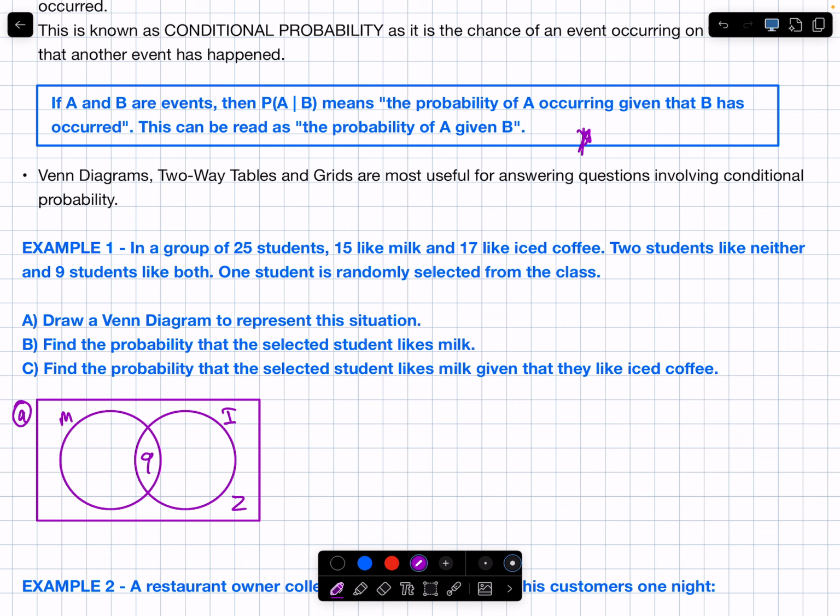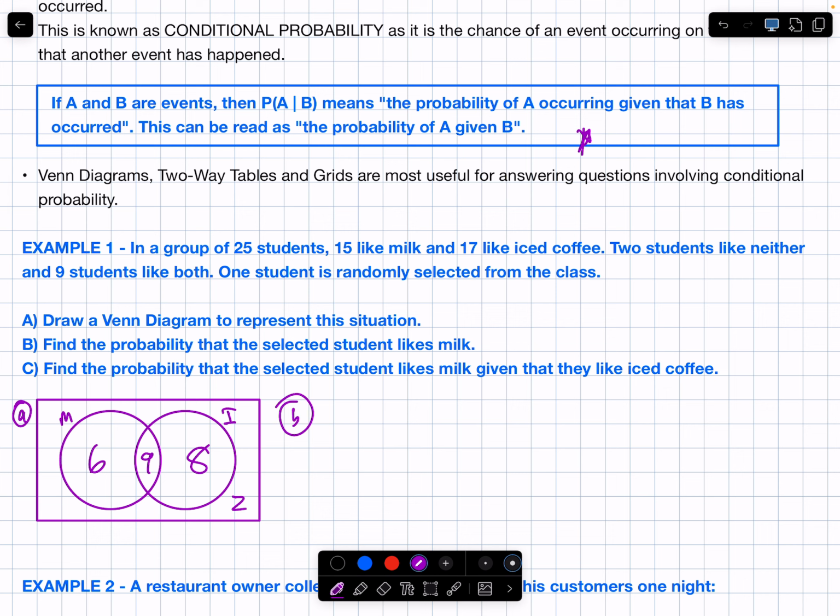And so because you know 15 like milk, to work out how many goes in here, you go 15 take 9, which should be 6. Iced coffee, 17 take 9, which should be 8. But please don't assume that you've done the maths right. Double check. This should add up to 25 if you've done the maths right. 6, 7, 8, 17. 17, is that 25? Yes. 17 plus 8, 25. You've done the Venn diagram. That's worth marks.